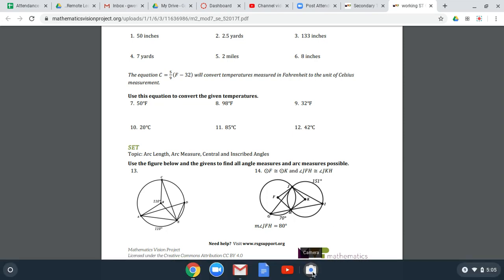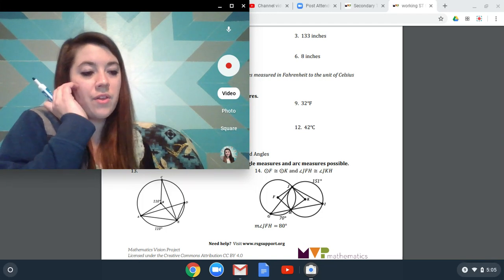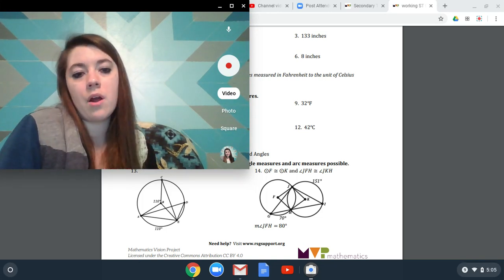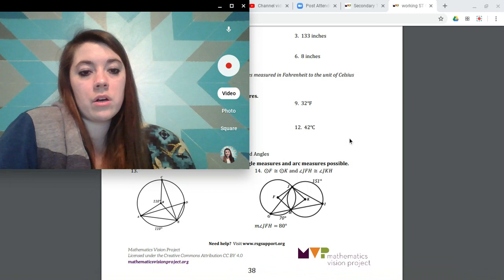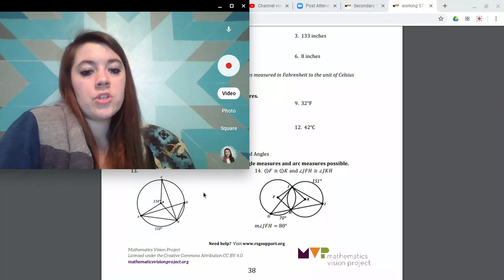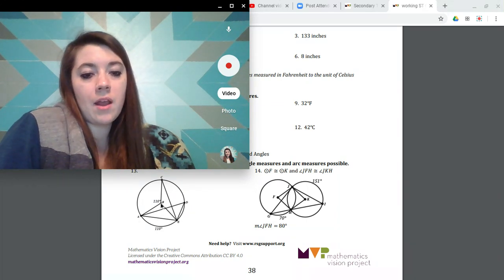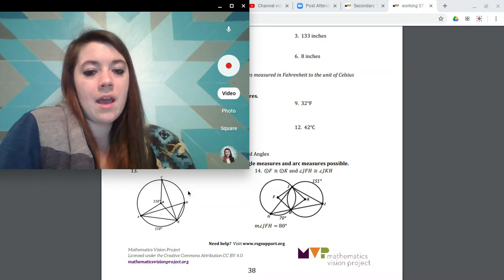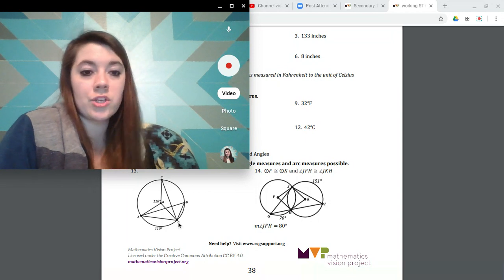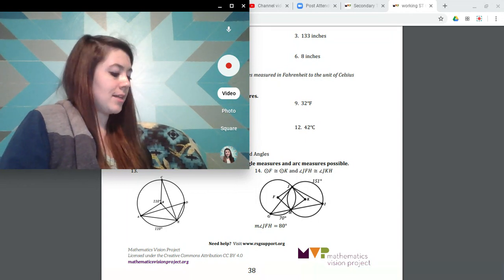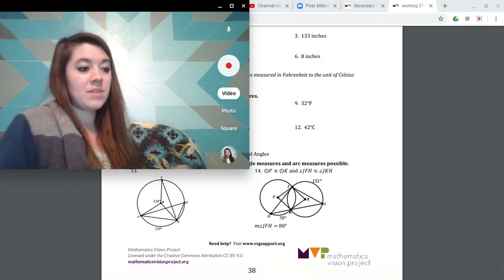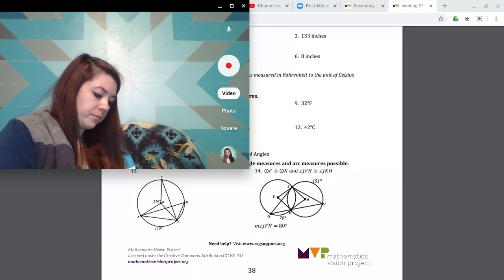Arc measure is your key word for this lesson. So let that be known. On number 13, we're given that angle ABC is 110 degrees. We're also given that arc AE is 110 degrees. So we have a variety of different arc and angle measures that we're going to find. I have them all listed out. We are going to find all of them together on this one.